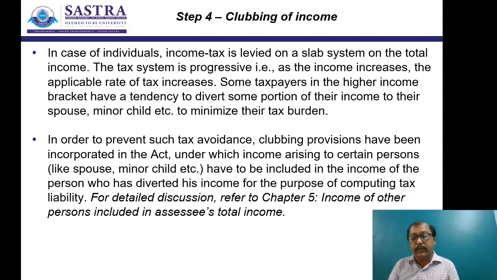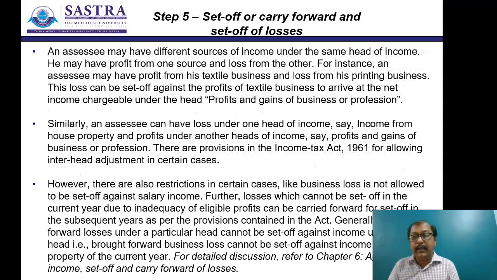The provisions relating to the clubbing of income have been incorporated in the Act, under which the income arising to certain persons like spouse and minor child has to be clubbed and shown as one person's income according to the Income Tax Act. As I told you in the earlier session, there can be setting off or carry forward of income or losses from one head to the other. Carry forward from one year to the other can also happen. This has to be effected.